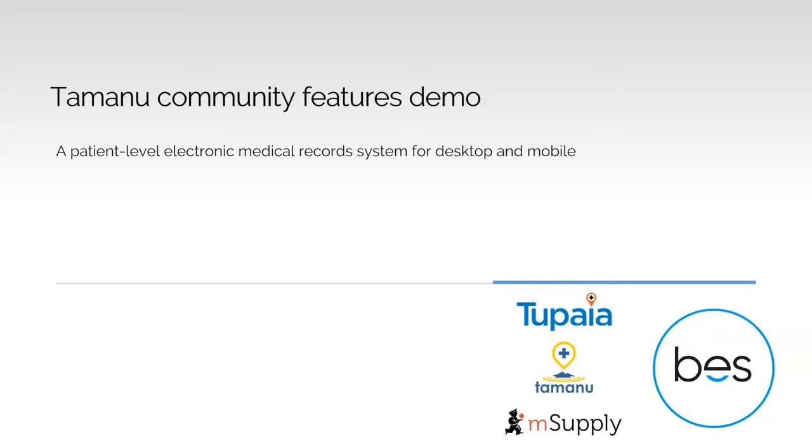Also, whilst this is a Tamanu Community Features demo, we'll also obviously at different points touch on both Tupaia and M-Supply, occasionally maybe even DHIS too, but we see these as being a single ecosystem where possible in the countries that we work in. Not that any country has to implement all of these parts of the ecosystem, but we see them as being very interconnected. So occasionally during these demos, we'll touch on Tupaia and M-Supply as well. And I think today we're going to show a little bit of Tupaia to show you some of the new reporting tools that are available.